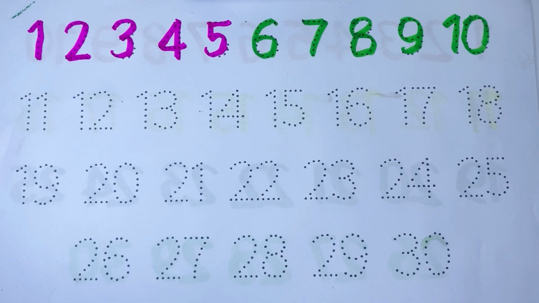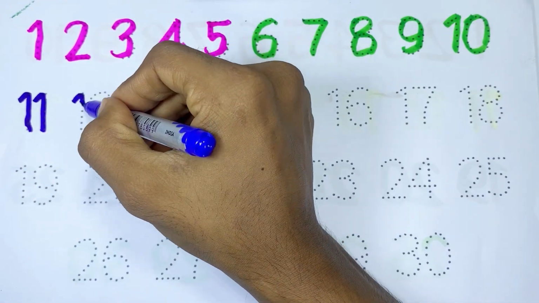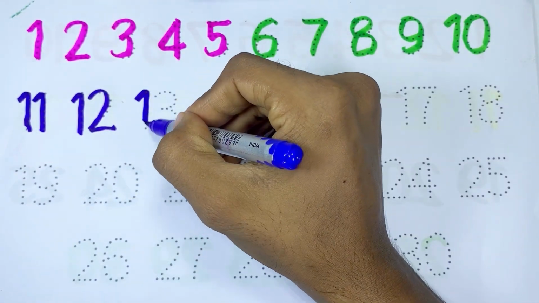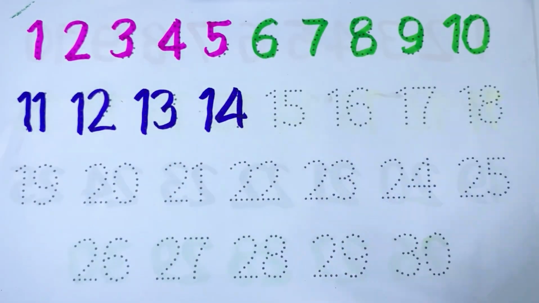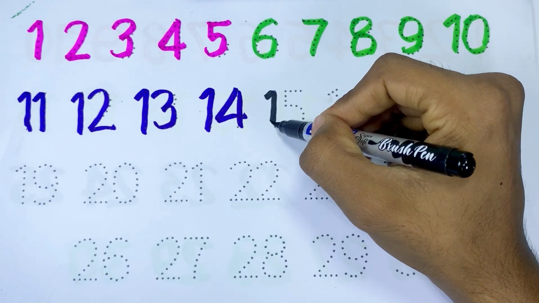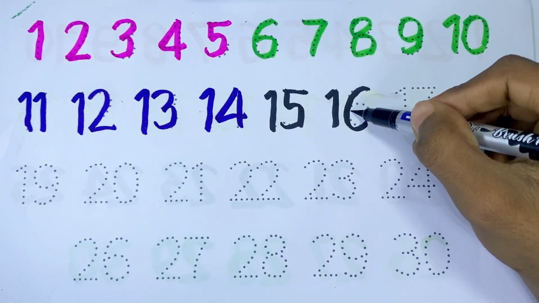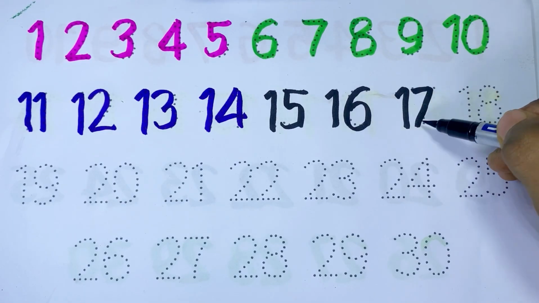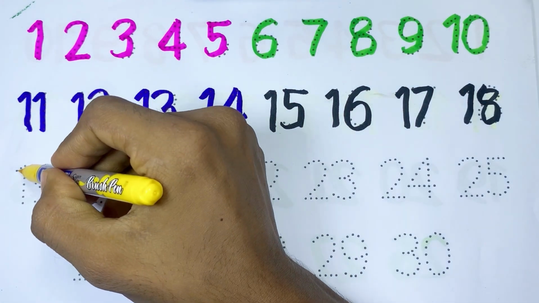10. Now you draw 11. The numbers of 11, 12, 13, 14. Now you draw 15. The numbers of 15, 16, 17, 18. Now you draw 19. The numbers of 19.